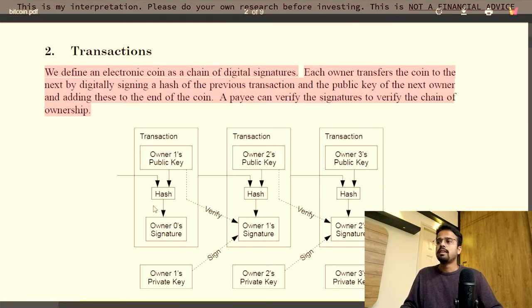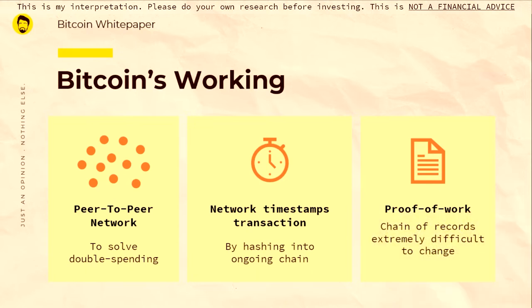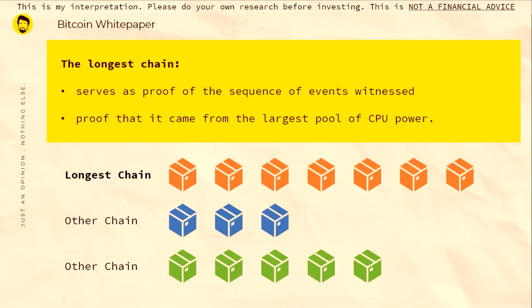Now we need to understand transactions, but before that, let's summarize. So Bitcoin, how does it work? It is a peer-to-peer network to solve the double spending problem, okay? The network timestamps transactions. What it means is the network gives a timestamp to every transaction by hashing it into an ongoing chain of proof of work, which is basically a chain of records that is extremely difficult to change. That's the output of proof of work. The longest chain serves as proof of the sequence of events witnessed, and proof that it came from the largest pool of CPU power.